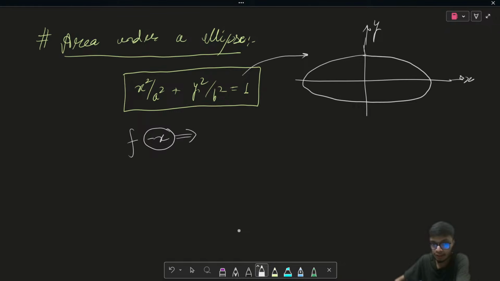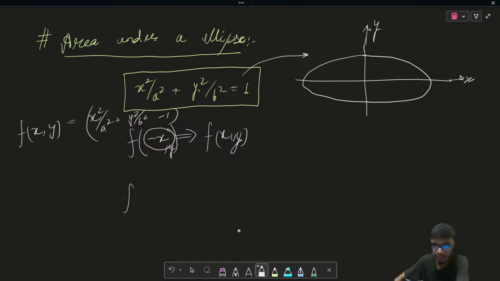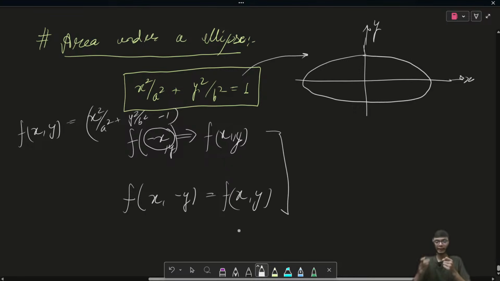So what I see over here is that if I replace x with minus x, I get the same result, right? So if I consider this as a function of x and y, that is x squared by a squared plus y squared by b squared minus 1, then if I replace x with minus x, I am also going to get the same result, keeping y as it is. Similarly, if I replace y with minus y, I also get the same result, right? So whenever you replace x with minus x and get the same result, or y with minus y and get the same result, that basically means the curve is symmetric about both the x and the y axis, right?